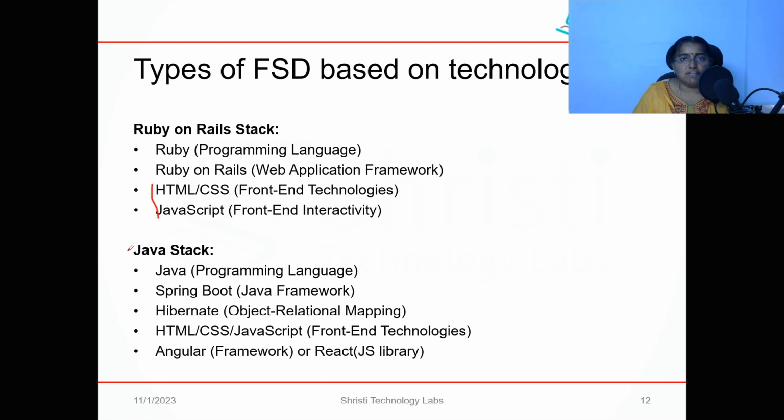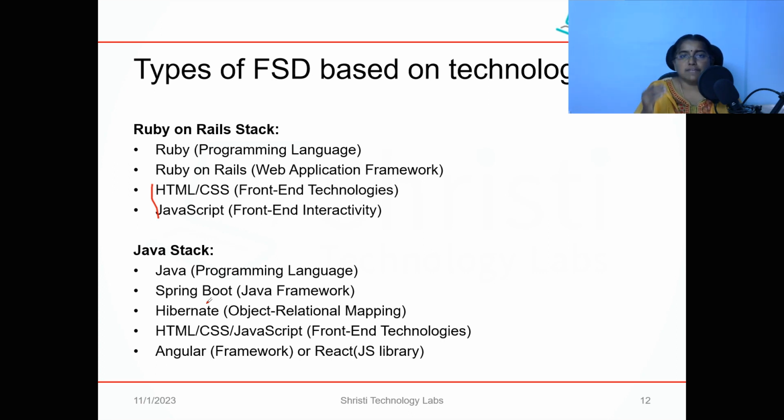The next one is Java stack or Java full stack, which is my personal favorite. For the backend, the programming language is Java. Spring framework, which is built on top of Java. Spring Boot is a tool which helps to create Spring applications very easily. So, Spring Boot is built on top of Spring. The programming language is Java. The framework is Spring. Spring Boot is a tool which is built on top of Spring. So, this is for backend.